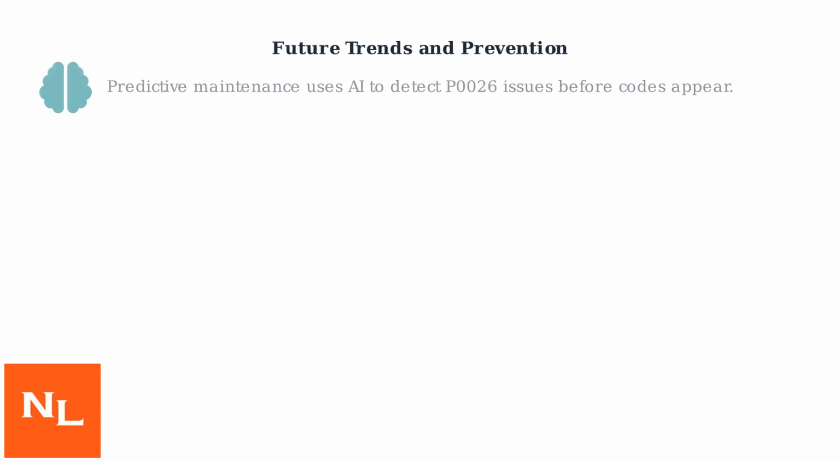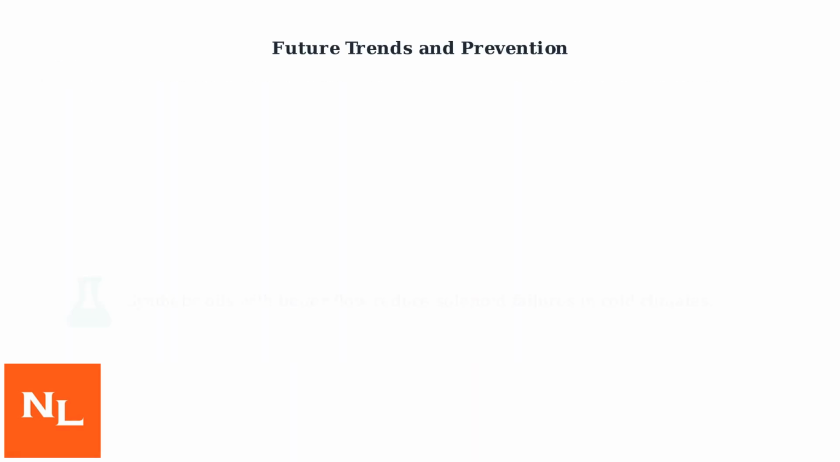Future trends include predictive maintenance technologies using AI to flag potential P0026 issues before they trigger a code. Synthetic oils with enhanced flow properties are reducing solenoid failures, especially in cold climates. Staying proactive with vehicle maintenance and leveraging these advancements can help prevent P0026 codes in the future.